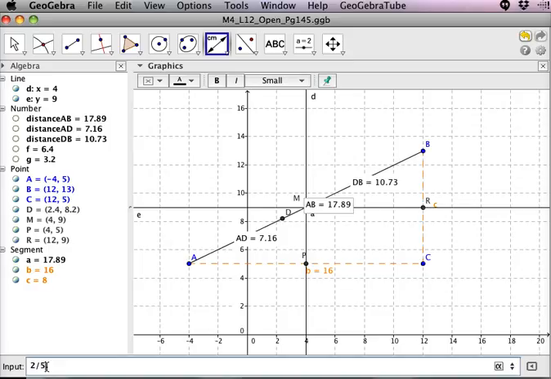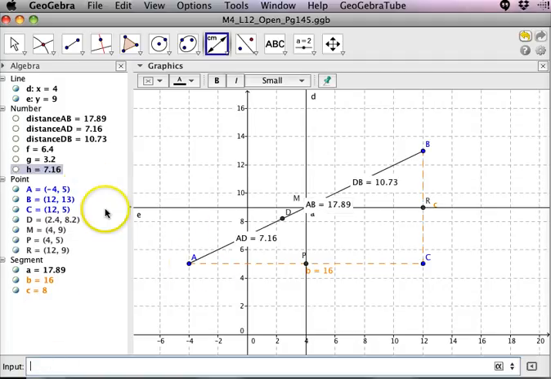And we could just do our calculation: 2/5 times 17.89. And that length should be 7.16, which it is from A to D, and D is right on the line.